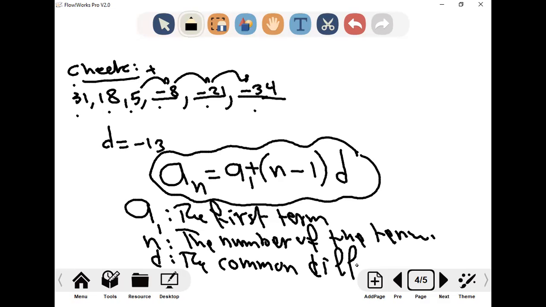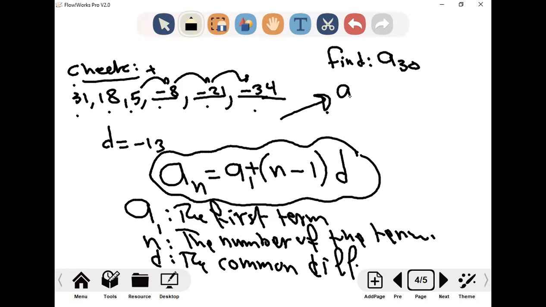This formula, we use it when we want to find a far term. For example, here in this sequence, if I want you to find A30, which means term number 30, and you are adding -13 each time, it will take a long time. So just use the formula. You know A1. How much is A1? 31, right? How much is n? 30, the number of the term. And D, I know it: -13. Just apply the formula.